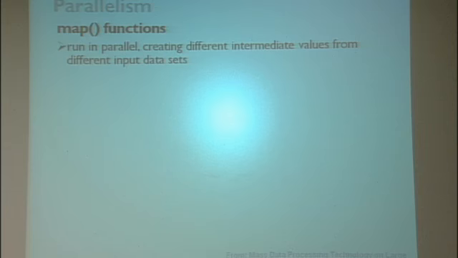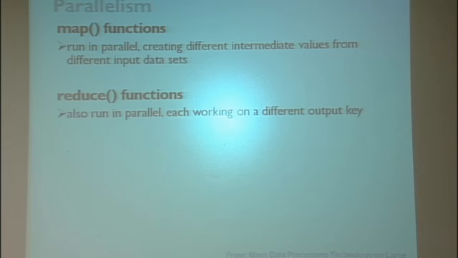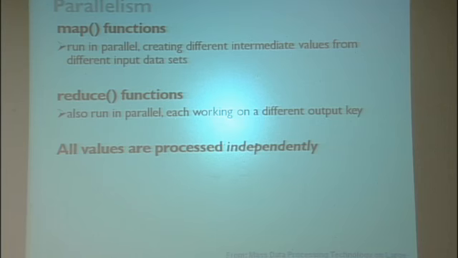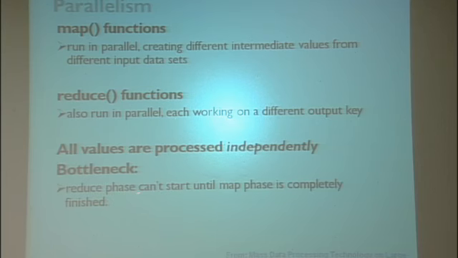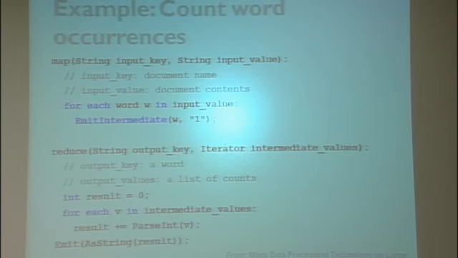So the map function runs in parallel, creating different things. Reduce functions also run in parallel for each key, and all values are processed independently because of that. The bottleneck is that the reduce phase can't start until all the map is done, and all the data gets shuffled around. So here's an interesting example.